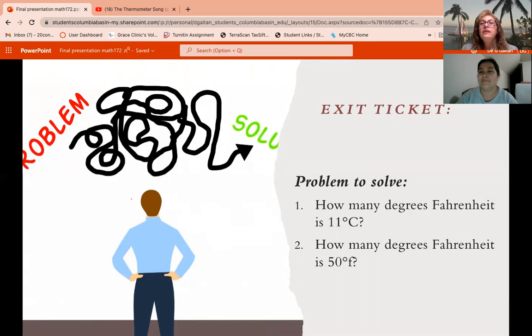Team A and Team B, get together. Team A will solve number 1: how many degrees Fahrenheit is 11 degrees Celsius? And Team B will do number 2: how many degrees Celsius is 50 degrees Fahrenheit? Thank you, Angie. You noticed that I wrote Fahrenheit twice. It is my mistake. Sorry, I'm human. I will fix it, okay? But go ahead and scratch it out and put Celsius instead of Fahrenheit on number 2.